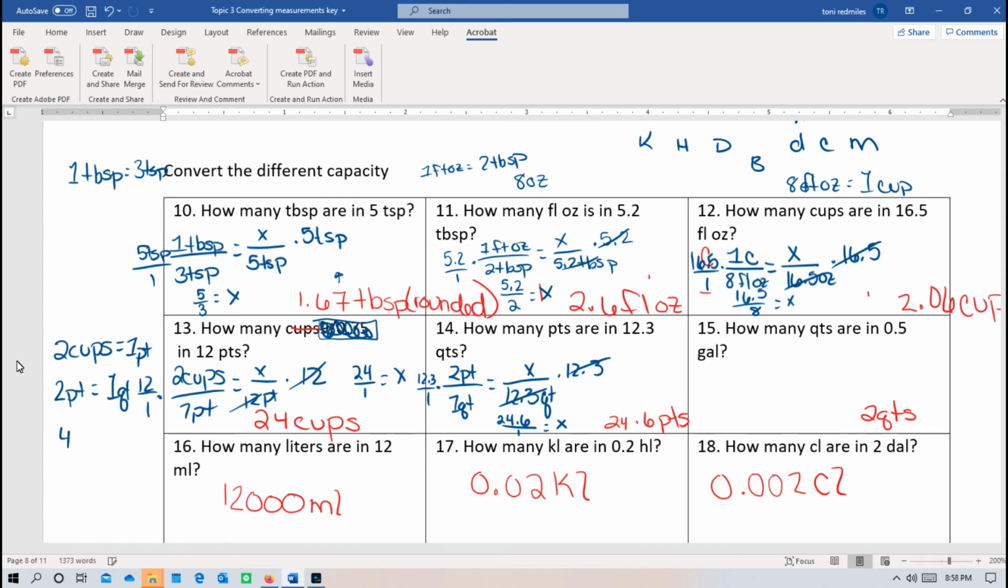So 4 quarts equal 1 gallon. All right. So how many quarts are in 0.5 of a gallon? Well, let's first put our conversion. All right. And then on this side, I'm going to put my 0.5 gallons on the bottom and my x on the top. Multiply both sides by 0.5 over 1, which should give me 2 quarts if I do this math.